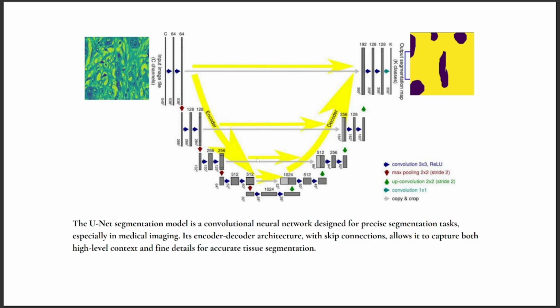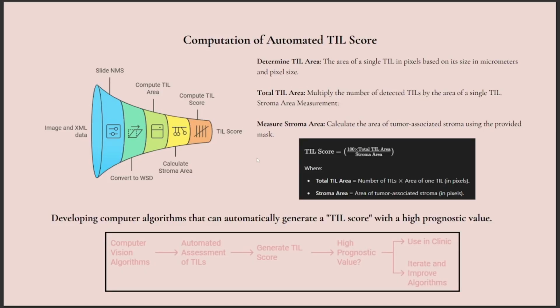The third approach is the computation of the automated TIL score. Here we initially obtain the tumor infected lymphocytes area, then the total TIL area, and then we compute using segmentation and measure the stromal area. Then we compute the TIL score for prognosis, and at the end we obtain a TIL score for all the given slides. We compare it to find the diagnosis.